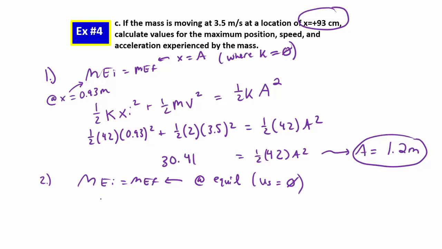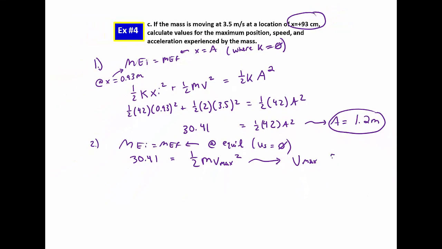So we've already calculated how much energy is in our system, 30.41 joules. And so if there's no elastic potential, that means it's all kinetic. And so we're going to be looking for that maximum possible velocity value. When I solve for v max, I plug in my mass of 2 kilograms. We're going to get that the maximum velocity of this spring oscillator would be 5.51 meters per second. Alright, step 2 is done.